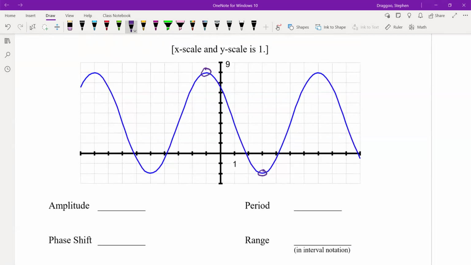We're told that both the x scale and the y scale is 1, so we tick mark as 1. That's nice. So this maximum value up here, 1 less than 9 is 8. And then 2 below the x-axis is -2. So my range is -2 to 8.